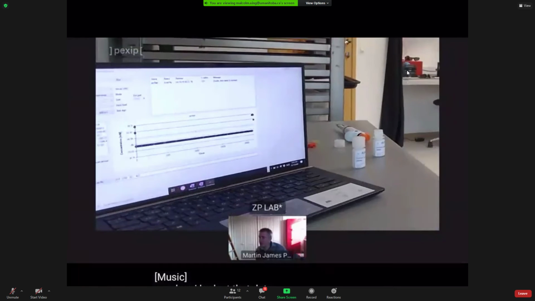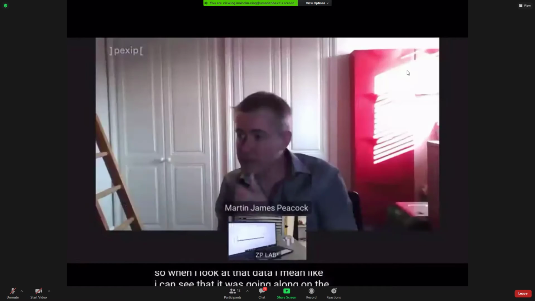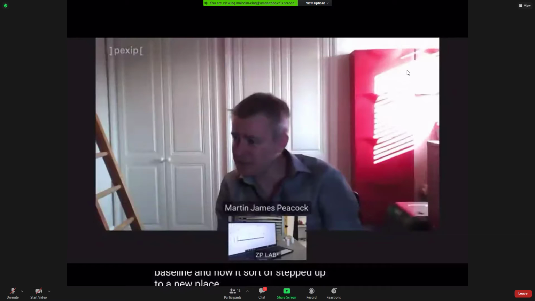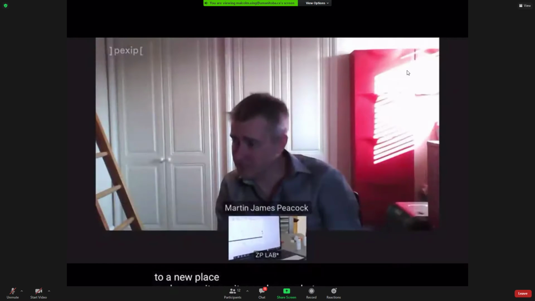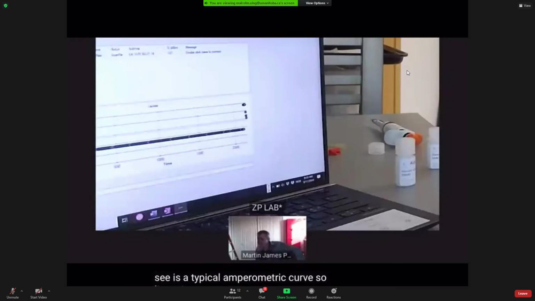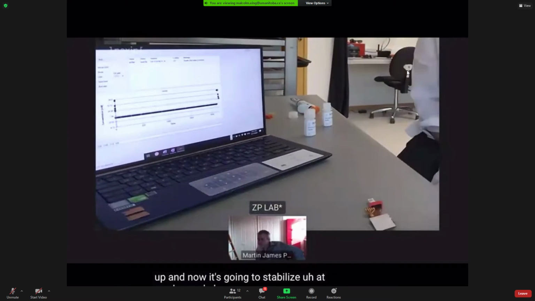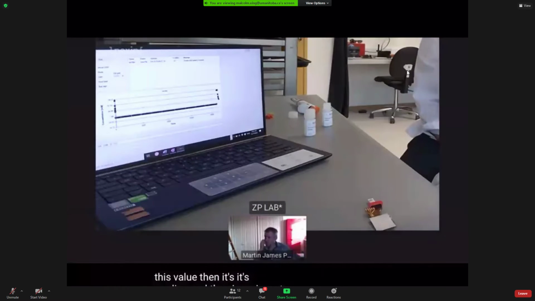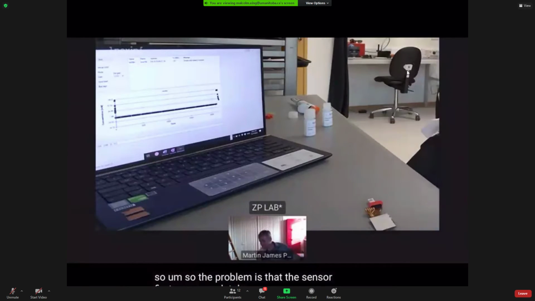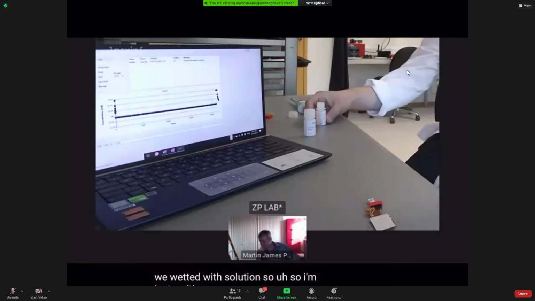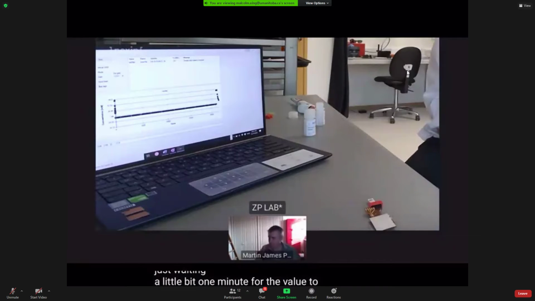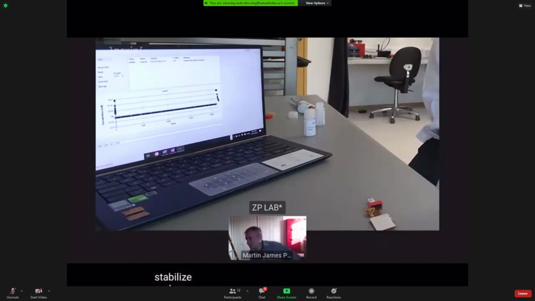When I look at that data, I can see that it was going along in the baseline, and now it's sort of stepped up to a new place. Yeah, so it was dry. What you see is a typical amperometric curve. It went up, and now it's going to stabilize at a value. Once it stabilizes at this value, then it's reading, and then I can try to do a step change. The problem is that the sensor first was completely dry, and then we wetted with solution. So I'm just waiting a little bit, 1 minute, for the value to stabilize.